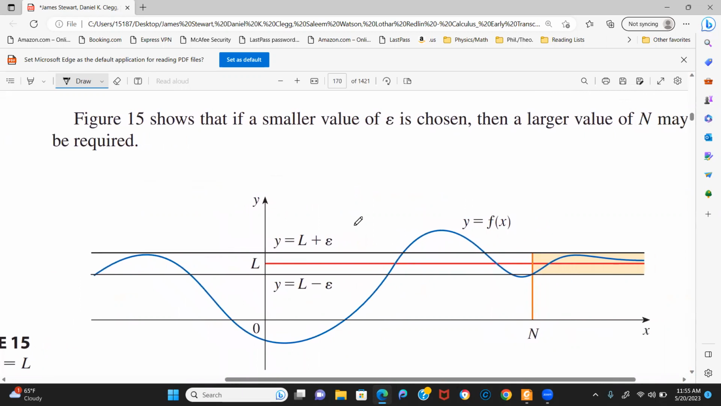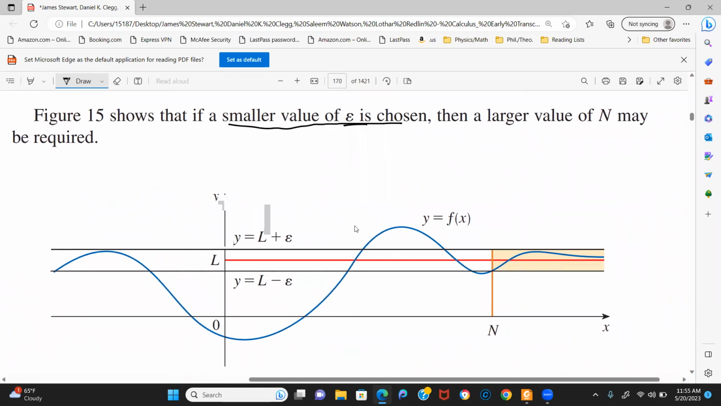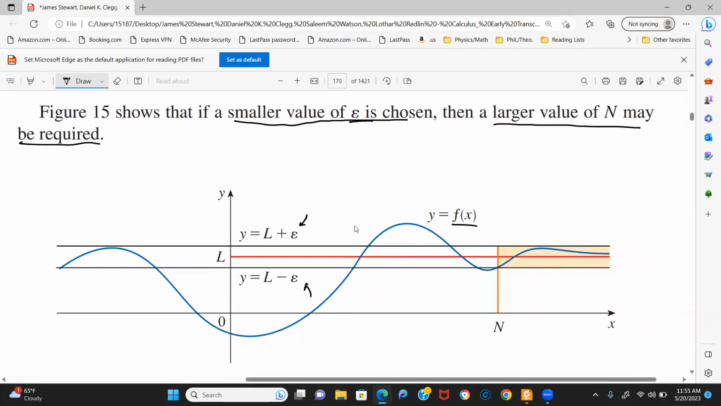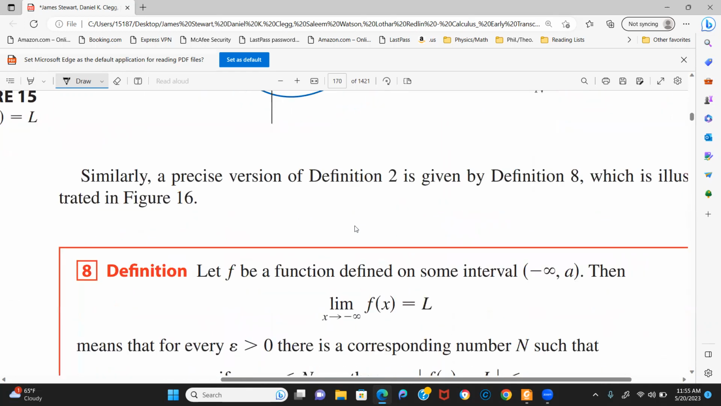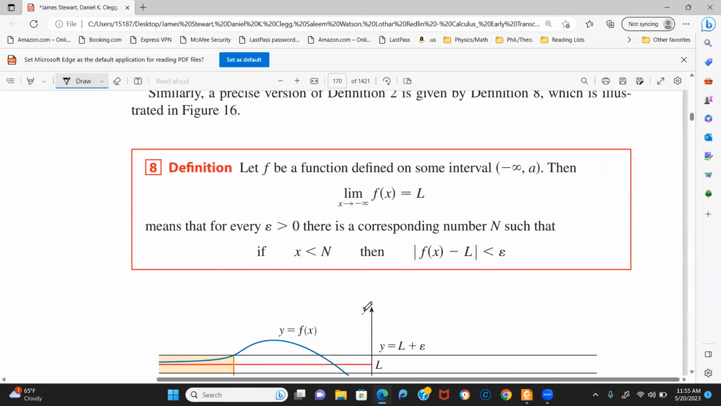Now imagine that you choose epsilon to be even smaller. Then you're going to want to take a larger value of n. You need to go out further to infinity so that the function, the blue curve, is trapped between these lines, which are now closer together because you've chosen a smaller epsilon. All right, so that's the precise definition of a limit as x goes to infinity.